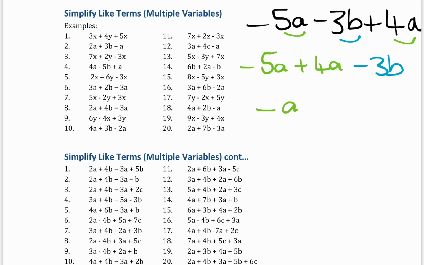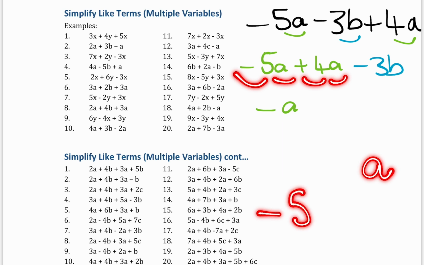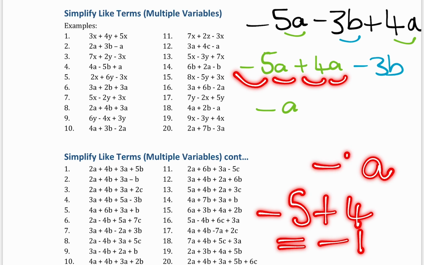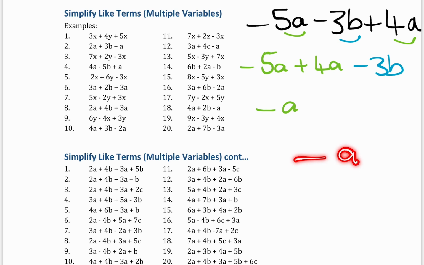And again, I just want to show you, the a's we group together. On a calculator, you'll say minus 5 plus 4. So minus 5 plus 4. If you do that on a calculator, you will get minus 1. So you can say minus 1, or you can just leave out the 1 and just say minus a. And that's how we got to this minus a over here.